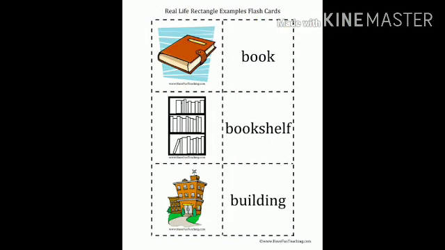And here we can see a book. We can clearly see all the books are in the shape of a rectangle. All of our books are kept in a bookshelf, and the shape of the bookshelf is also a rectangle.